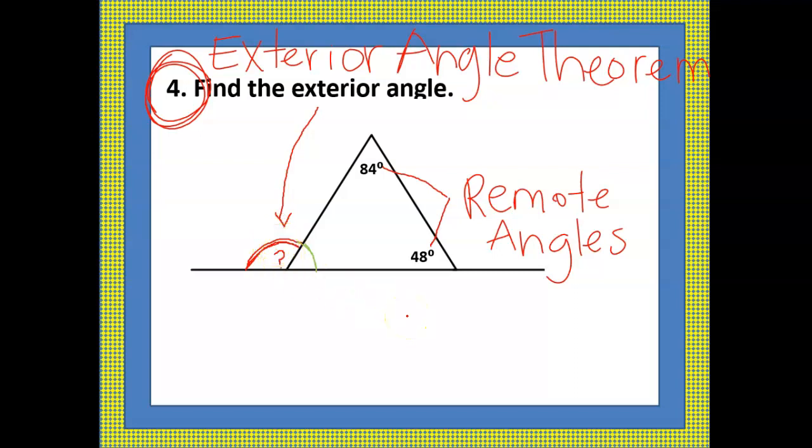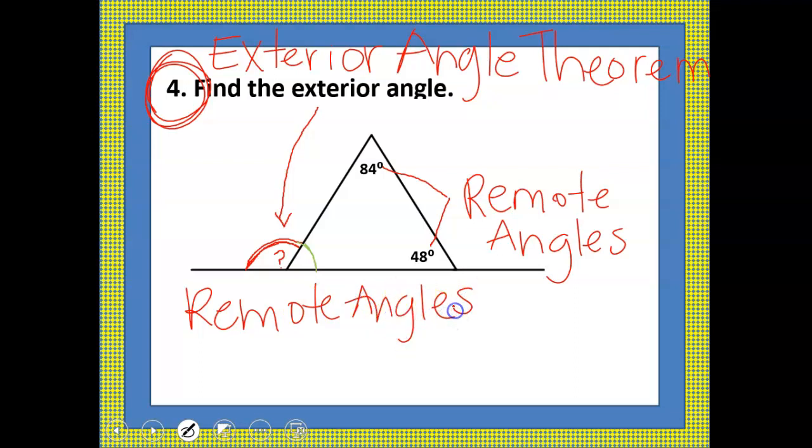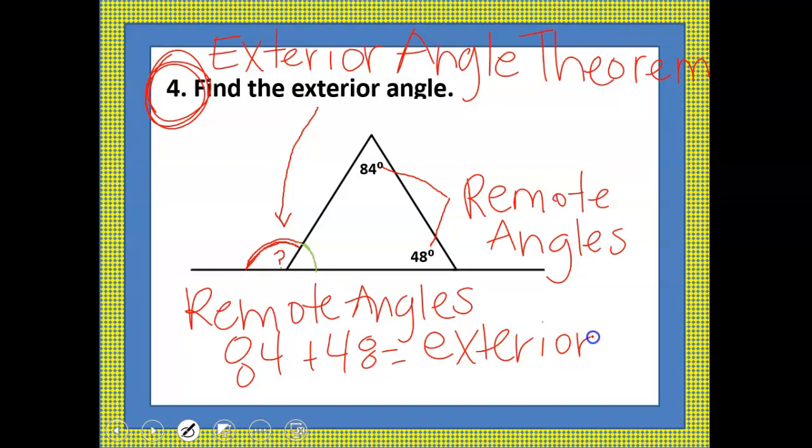And guys, the trick is that the 2 remote angles, and we'll write this down, the remote angles, when you add those up, so let's call this one 84 and the other one 48. When you add those up, it's supposed to equal the exterior angle. So all you have to do is add those two angles up, and then you already know what the outside angle is. You don't even have to worry about this one in green.